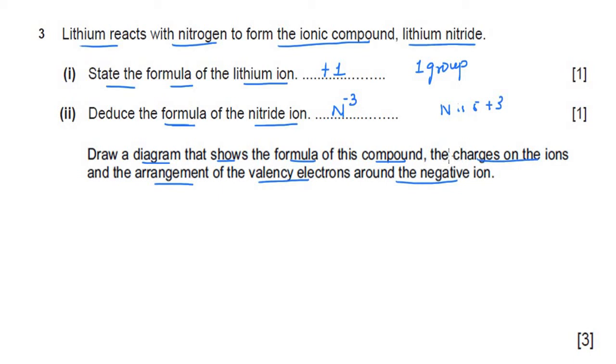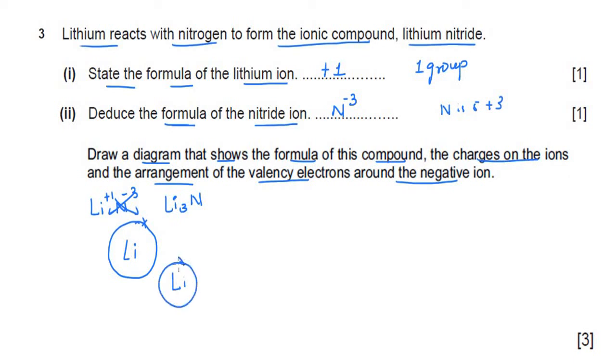Now, let's make out the formula of this compound first. Lithium has a charge of +1 and nitrogen -3. If you crisscross the charges, in this case we get Li3N. That is, we are using 3 lithium atoms and 1 nitrogen atom. So let's start by drawing the 3 lithium atoms, where we need to draw only the outer shell electron. Let's represent the electron of lithium with a cross. So we need to draw 3 lithium atoms with 1 electron in the outer shell each.